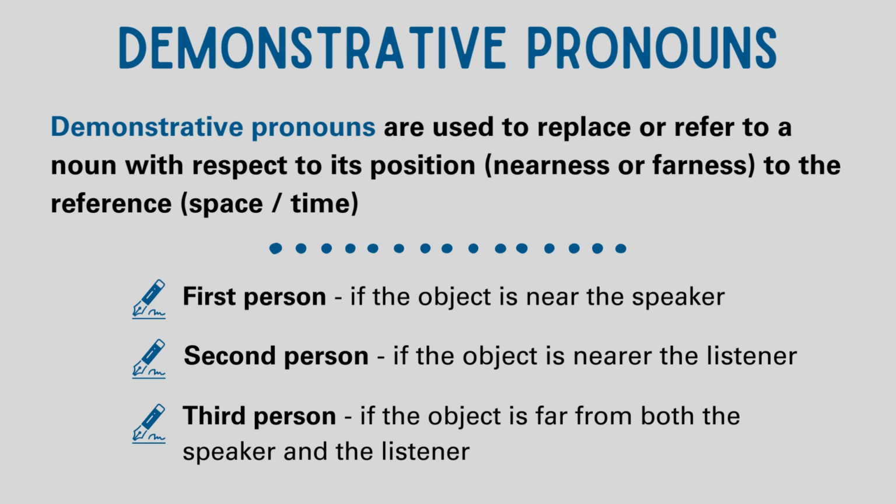What are demonstrative pronouns? They are words used to refer to a noun with respect to its position, meaning how near or far it is from your reference point, which can be either space or time related. You can determine the correct demonstrative pronoun depending on whether the noun to be replaced is singular or plural. Also, if it is first, second, or third person. First person if the object is near the speaker or is held by the speaker. Second person if the object is nearer the listener. And third person if the object is far from both the speaker and the listener.